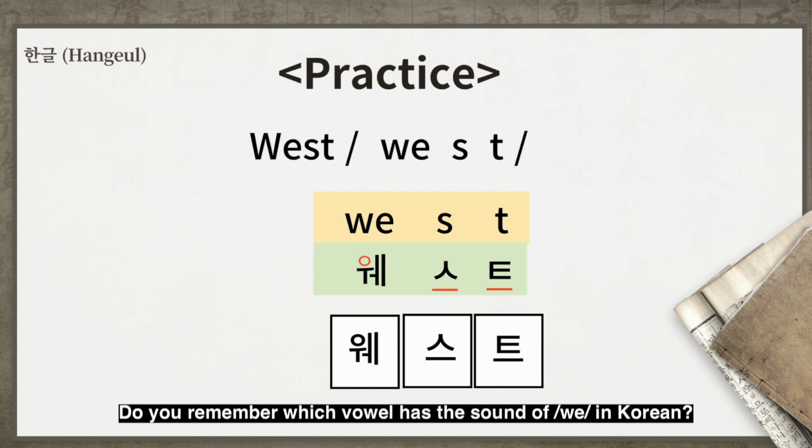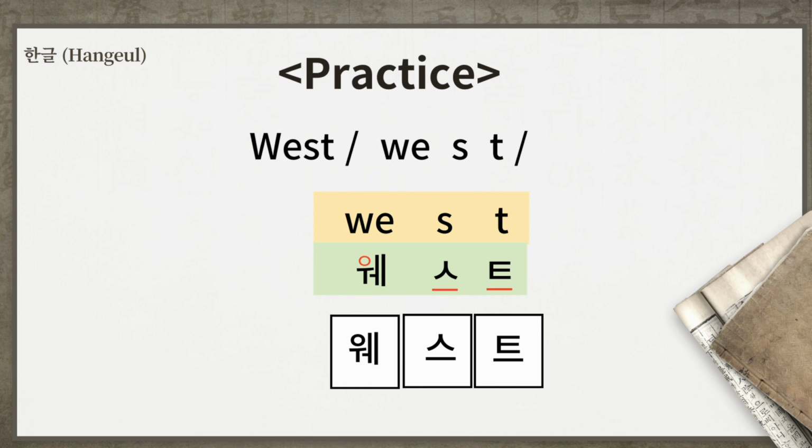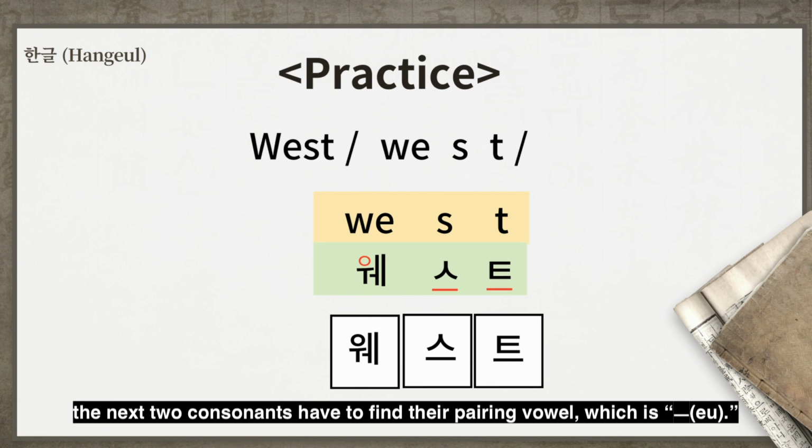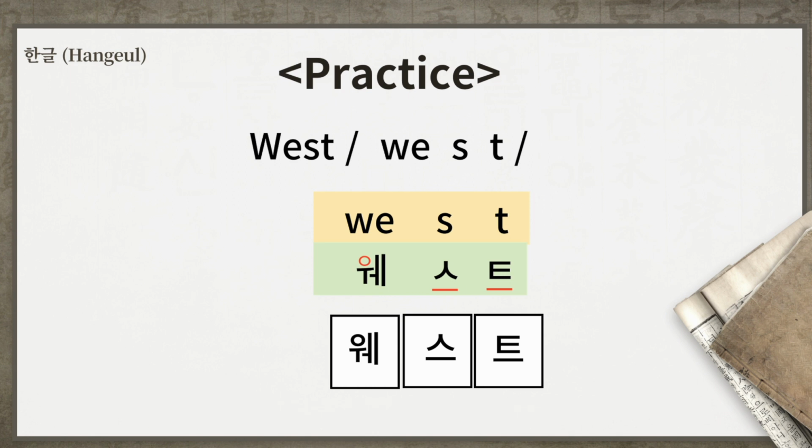The last word to look at is west. Do you remember which vowel has the sound of we in Korean? Yes, it is combined vowel we. Again, it starts with a consonant ieung. The first syllable is we. And as you see in the name Grace, the next two consonants have to find their pairing vowel. So west becomes west in Korean.